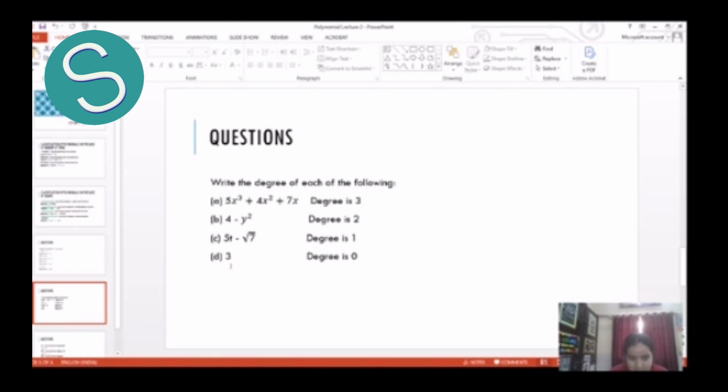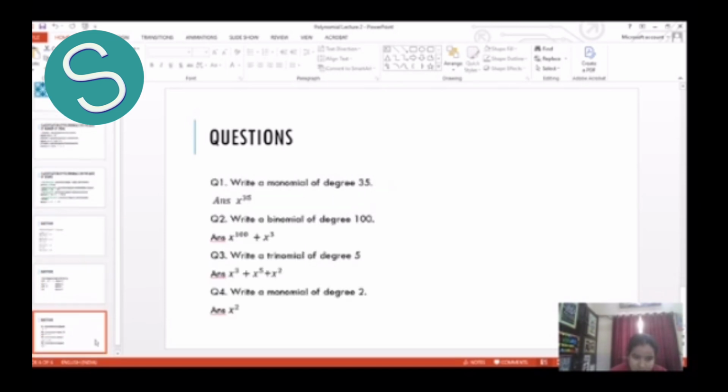Last is 3. So 3 can be written as 3 into any variable to the power 0. Let's say x. So 3 into x to the power 0 equals 3 itself. So the degree of this polynomial is 0.